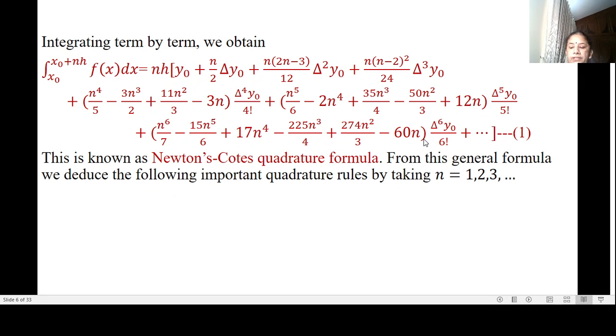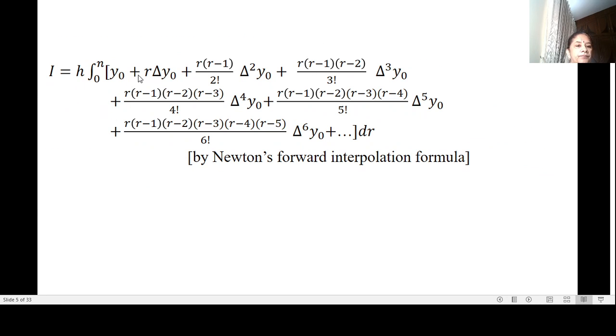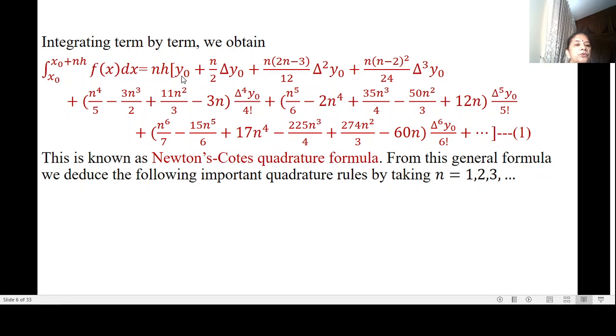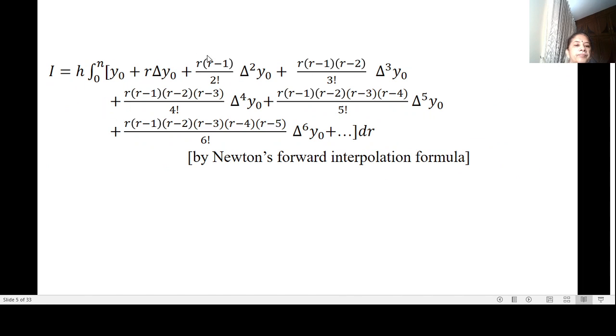Now let us integrate term by term. When you integrate term by term, integration of the first term is r into y0. You are integrating each term with respect to r. So integration of the first term is r into y0 plus integration of the second term is r square divided by 2 into delta y0 plus integration of the third term, there is r squared minus r divided by 2. Integration of r squared is r cube divided by 3, and 3 into 2 is 6. So we have r cube divided by 6 minus r squared divided by 4 into delta squared y0.